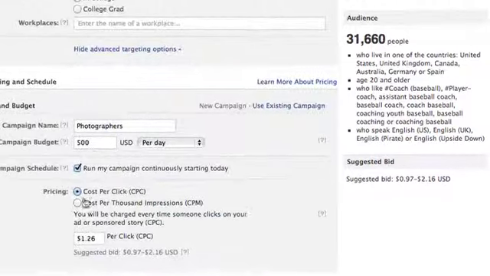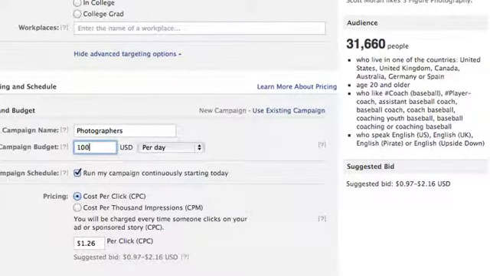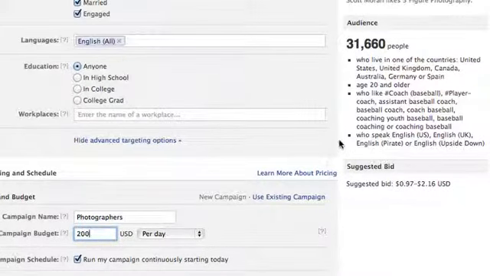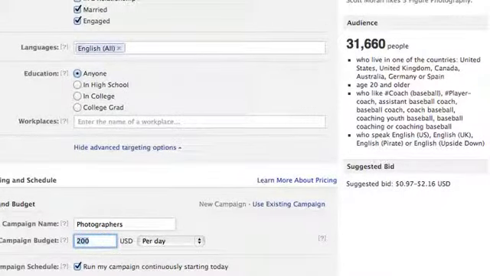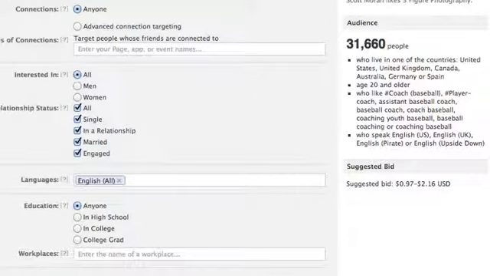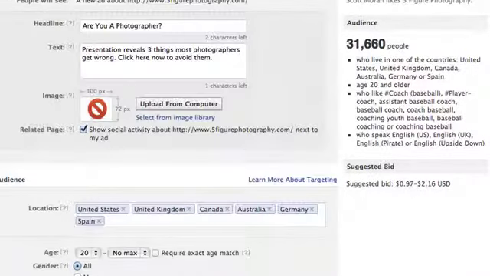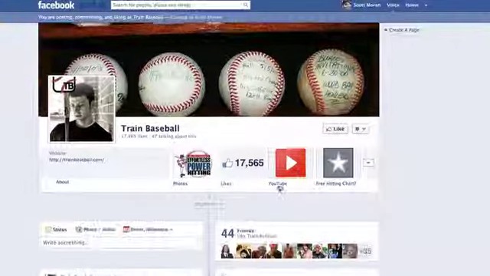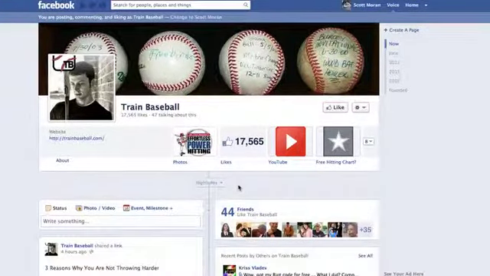The next day I put my campaign budget, instead of 100, at 200, and I spent the next $200. It took me a couple more days to spend all that money, and that $200 brought in $400. Then I upped my budget again to 400, and that 400 made 800, and it just kept snowballing and snowballing and snowballing until I found myself with this fan page, Train Baseball, which has 17,565 followers. It has 10,000 emails.